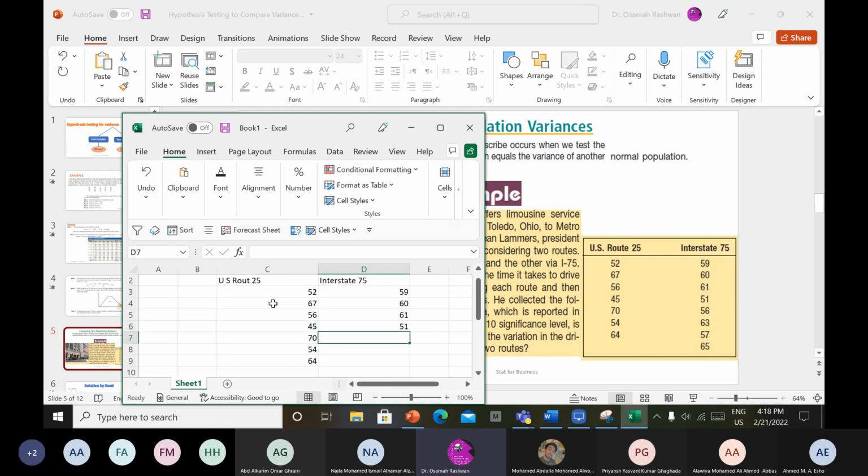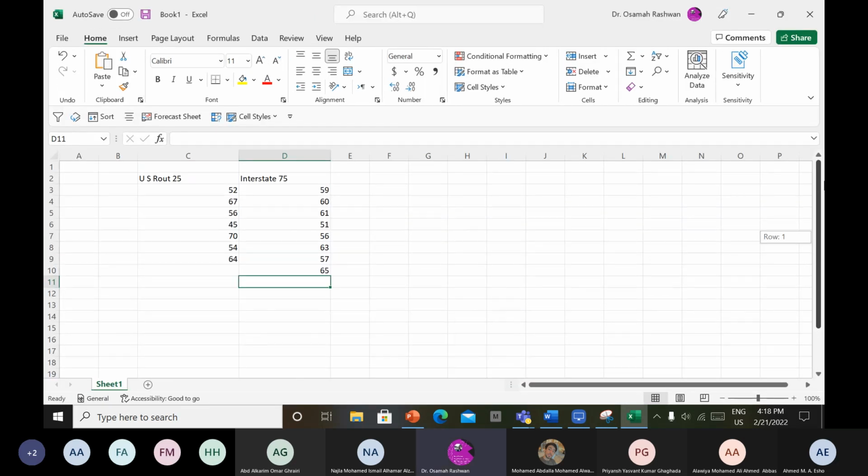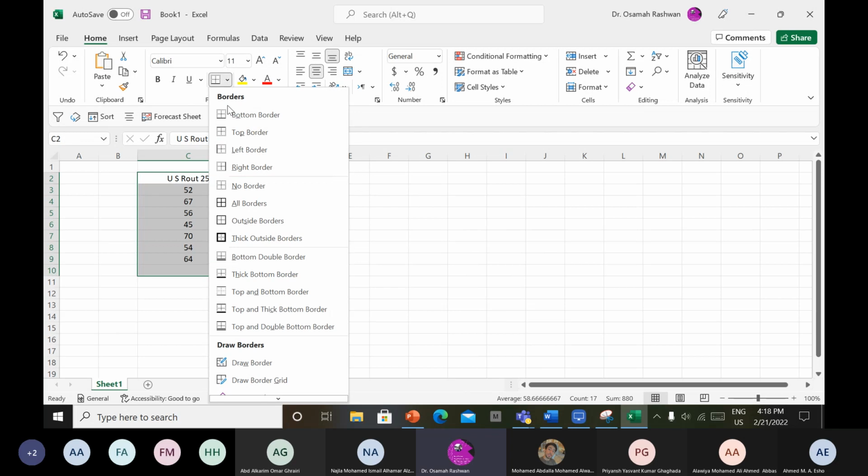59, 60, 61, 51, 56, 3, 57, 64. Now we input the data, okay, and just make it nice and cool.